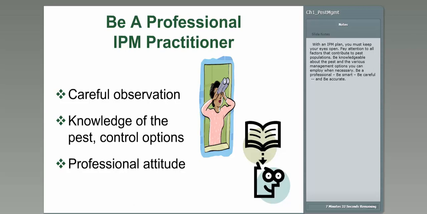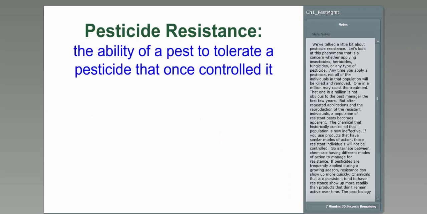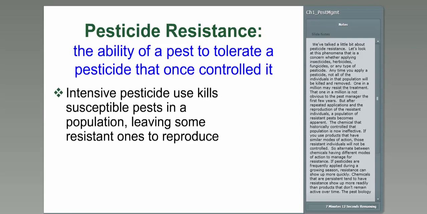We've talked a little bit about pesticide resistance. Let's look at this phenomenon that is a concern whether applying insecticides, herbicides, fungicides, or any type of pesticide. Anytime you apply a pesticide, not all of the individuals in that population will be killed and removed. 1 in a million may resist the treatment.